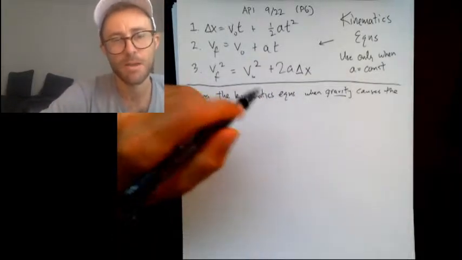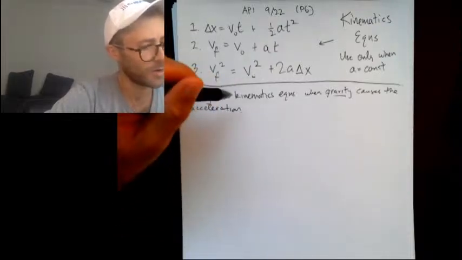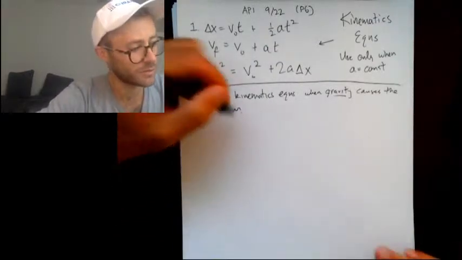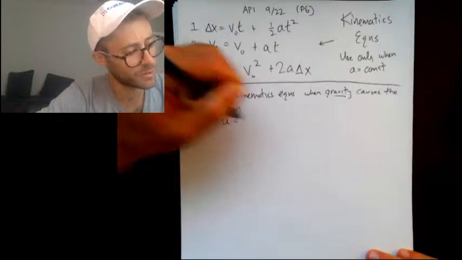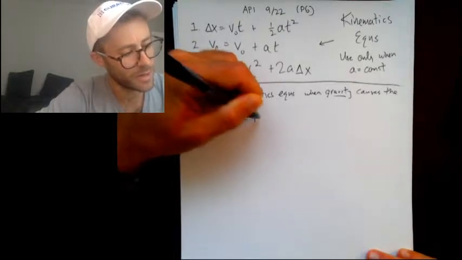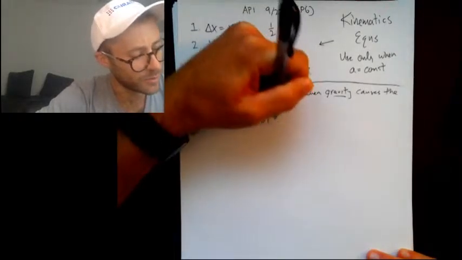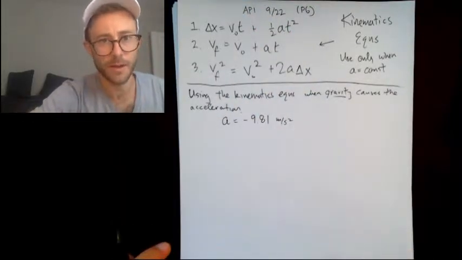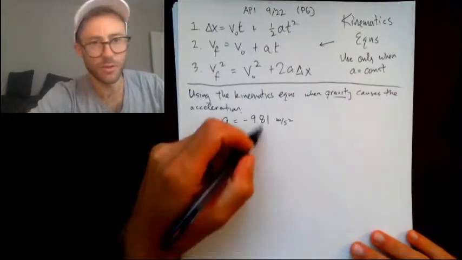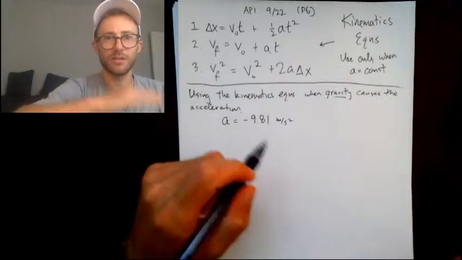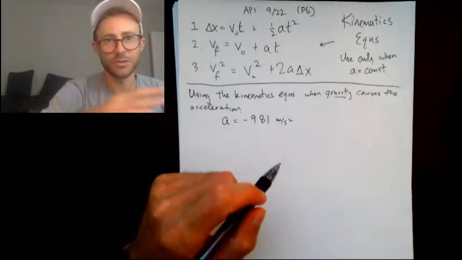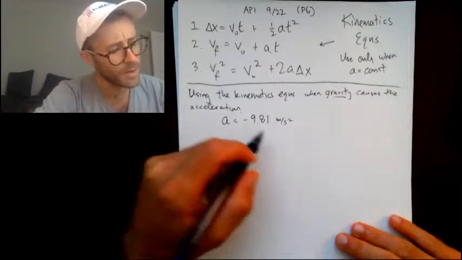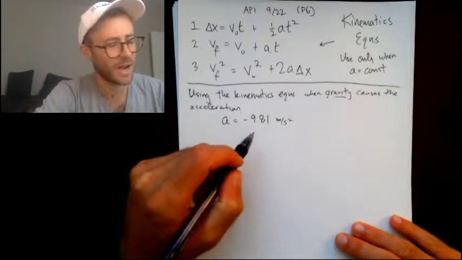Okay? All right. So what is the size of the gravitational acceleration? The gravitational acceleration is negative 9.81 meters per second squared. Okay? This is the global average. As I said, it depends on local geology a little bit. It depends on latitude a little bit. But that's the accepted average.